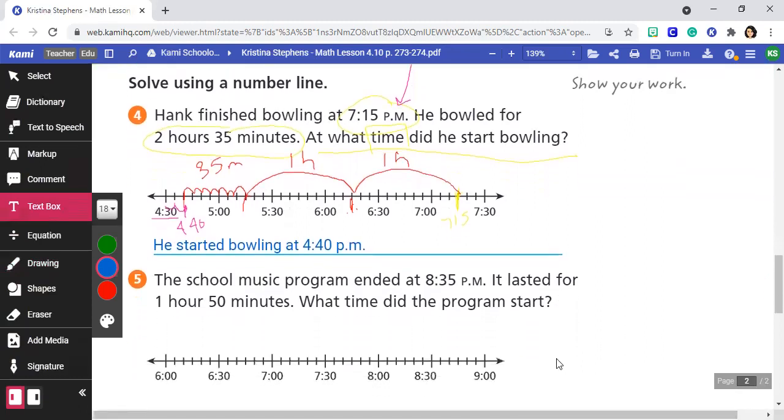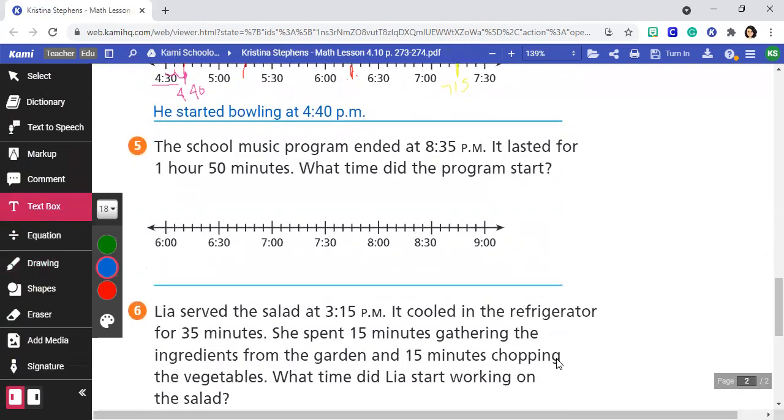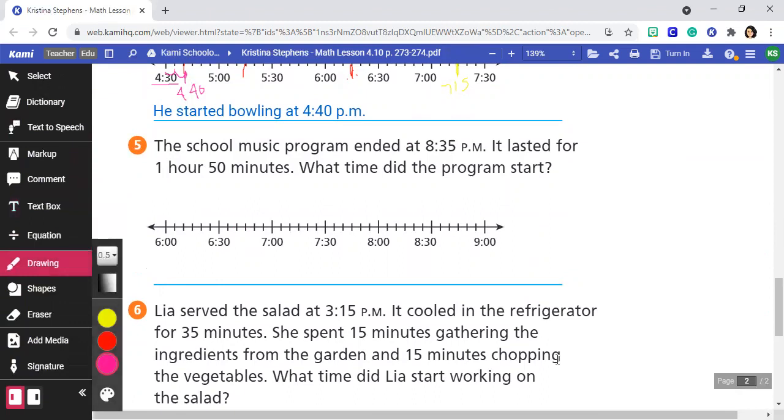Number 5. The school music program ended at 8:35 p.m. It lasted for 1 hour, 50 minutes. What time did the program start? Don't forget, third graders, that you can pause this video at any time, and I would encourage you to, at this point, pause and try to solve this problem on your own. Hit play and come back to compare your answer with my answer once you're ready.